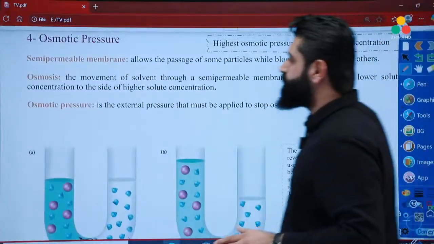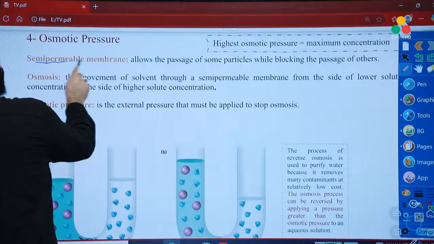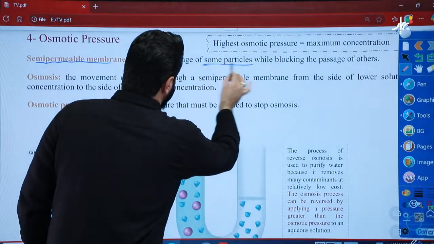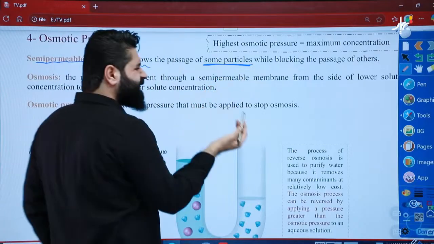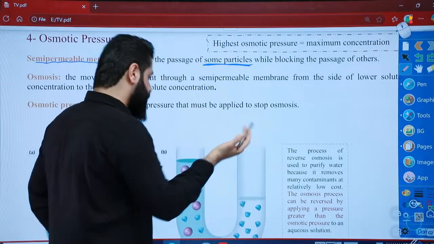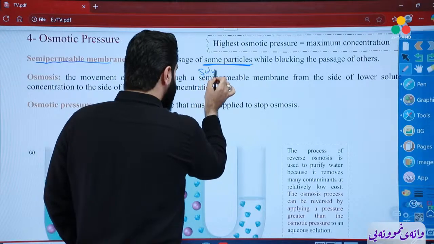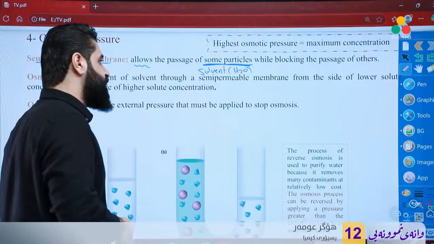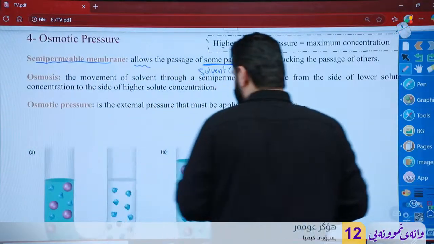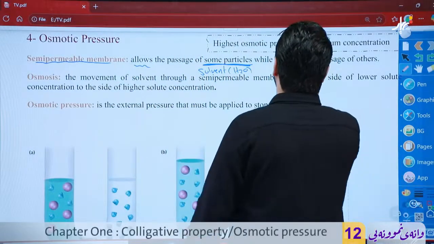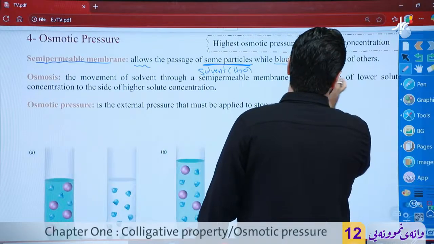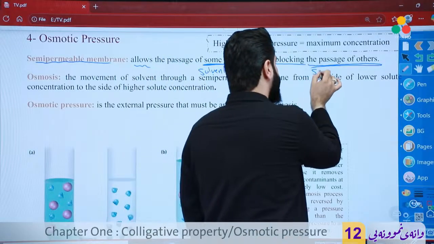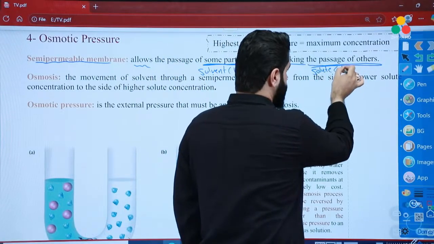And let's read the definition of the semi-permeable membrane. Semi-permeable membrane: a membrane that allows the passage of some particles. Underline this. Which particle can pass? Give me an example. Well, solvent can pass. Example, H2O, the most abundant substance on Earth. So water can pass through the semi-permeable membrane while blocking the passage of the others. Which particle cannot pass? Like solute, such as sugar.